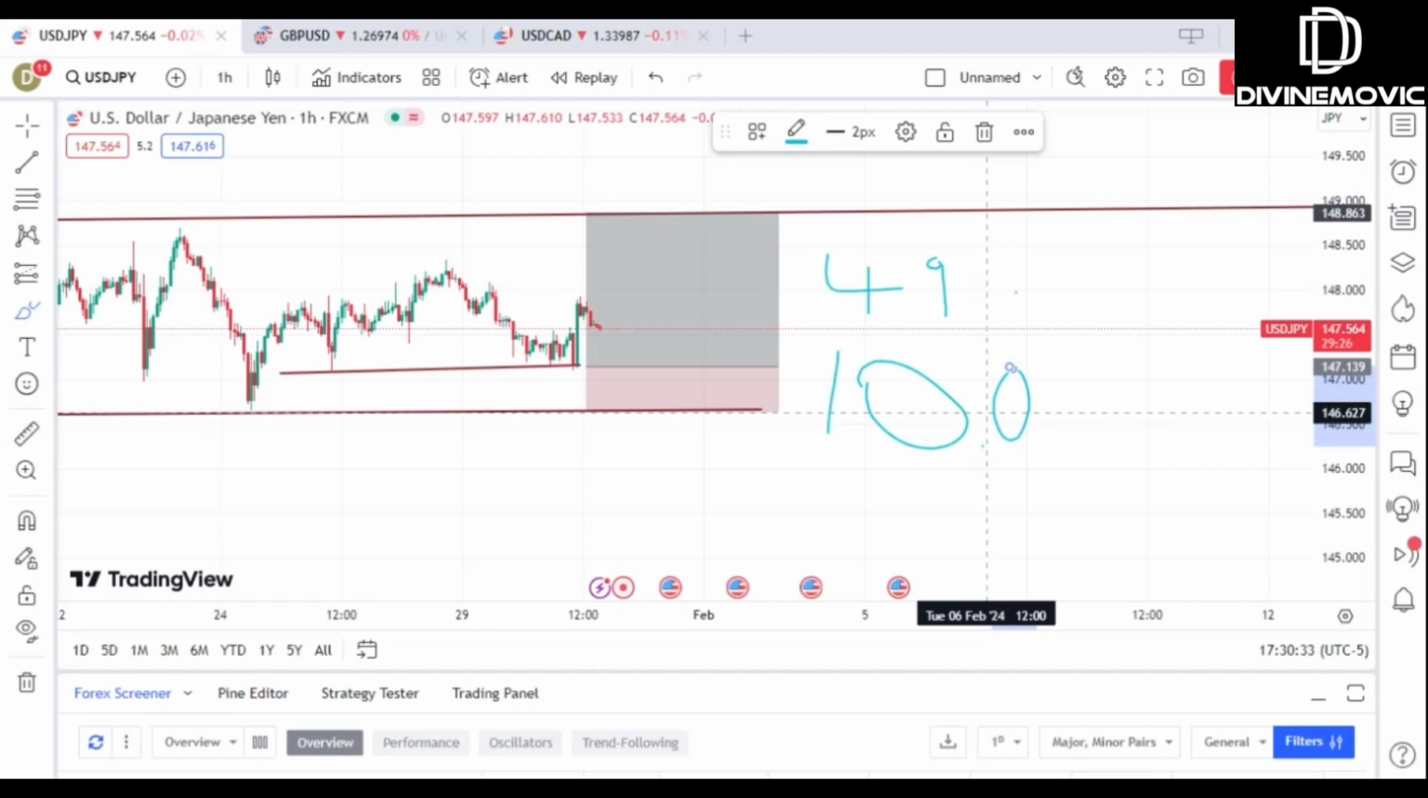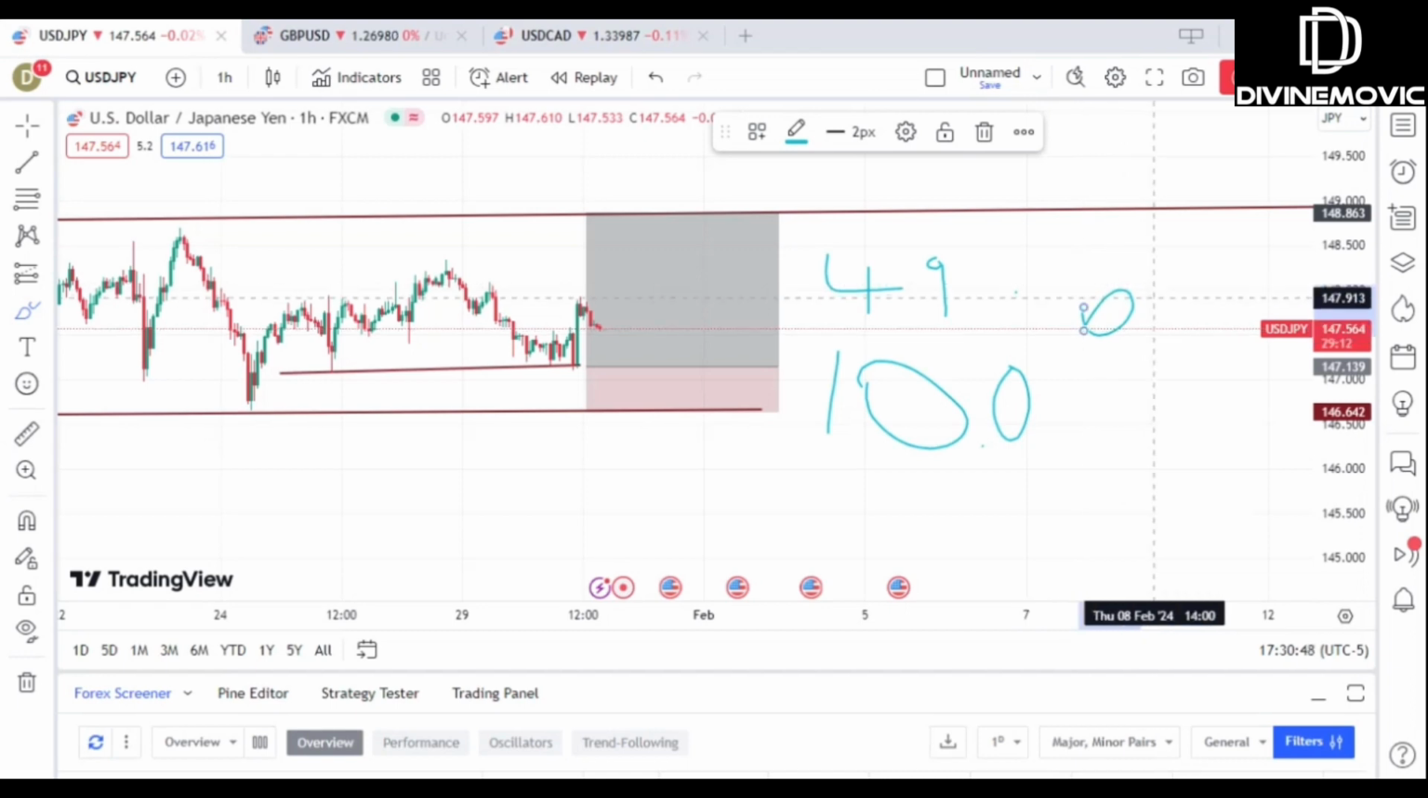But if we use 0.2 lot size, it will only take a 50 pip movement for us to lose $100. So the right lot size to use on this setup is simply 0.2 lot size. Now remember, we have seen the lot size, we have seen how much we're going to lose, and we have seen the stop loss in pips.